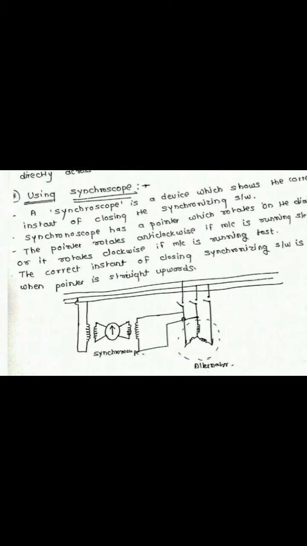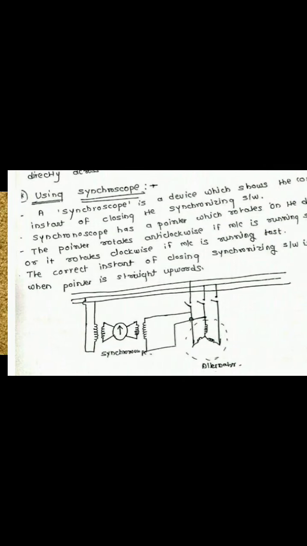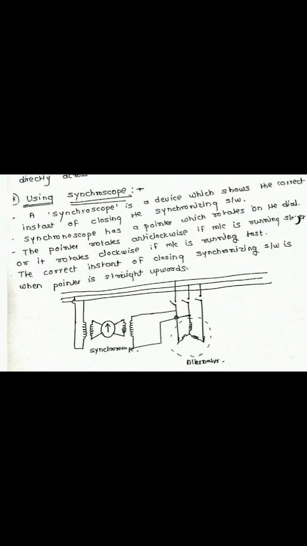So these are the different methods which are used for parallel operation of alternators. The first method is called the three dark lamp method. The second method is called the two bright and one dark lamp method, and the third, very popular method is using the synchroscope for the parallel operation of alternators.